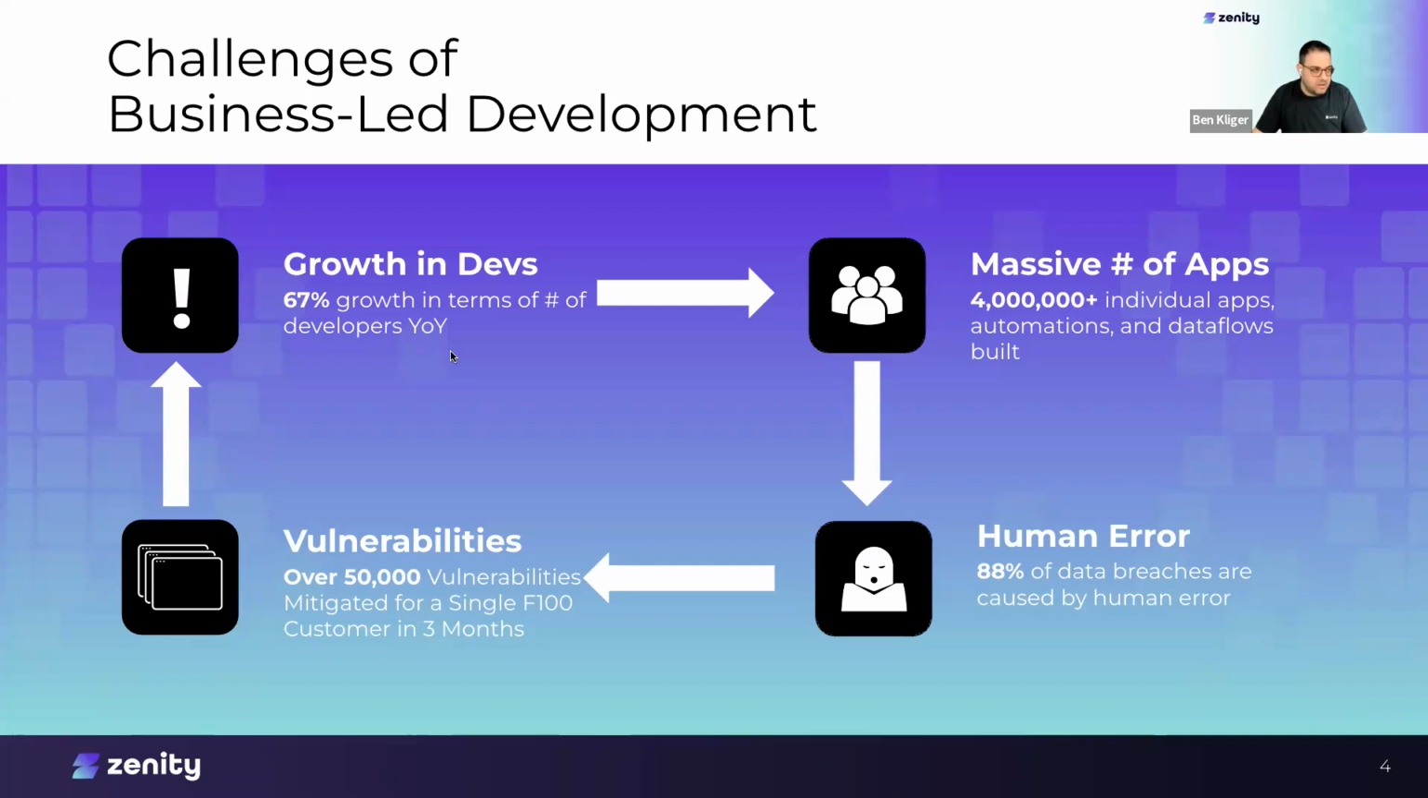Very similar to what happened in software development, right? Originally, security was not part of that program. Developers were writing code, building stuff, and then bad stuff started to happen, of course. So we started to build programs around it. We started to scan their code. We started to have gates in place. It's the same problem re-emerging, only in business-led development.